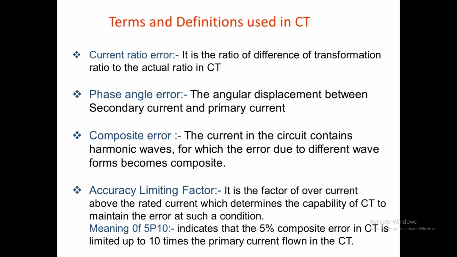Now the common terms are current ratio error, phase angle error, composite error, and accuracy limiting factor. These have been studied in your theory classes, and I'm not going to discuss in detail the errors and the limiting factors in CT.